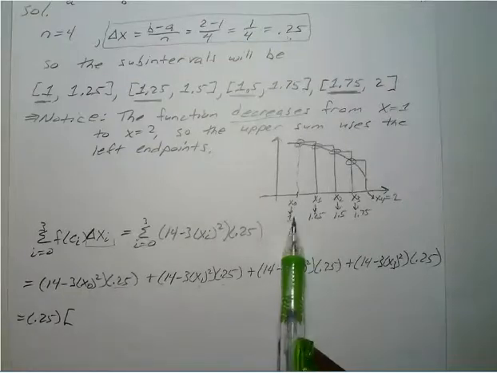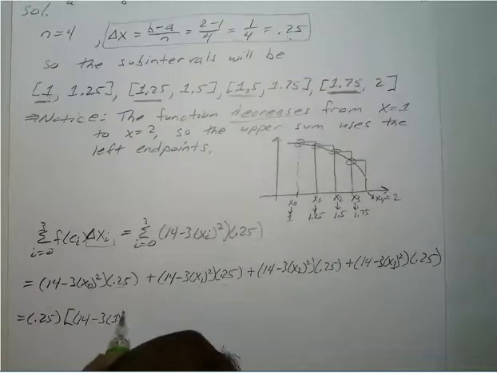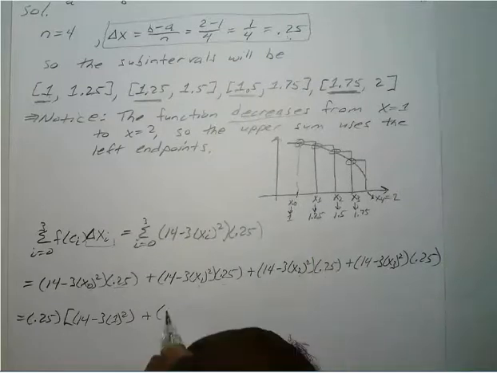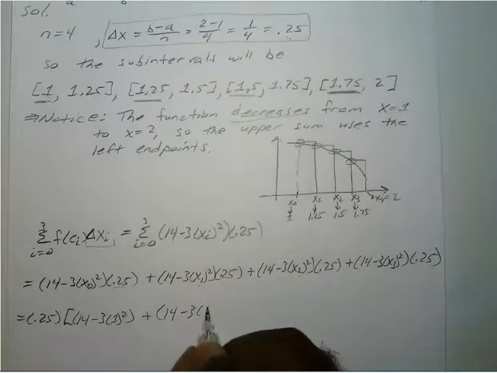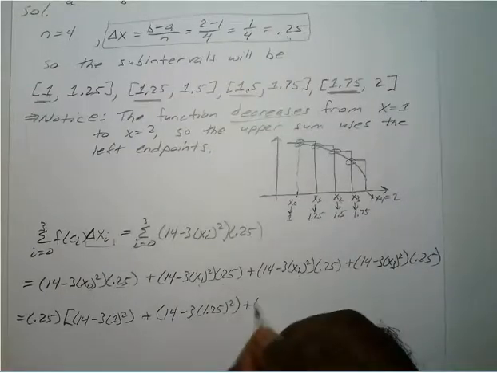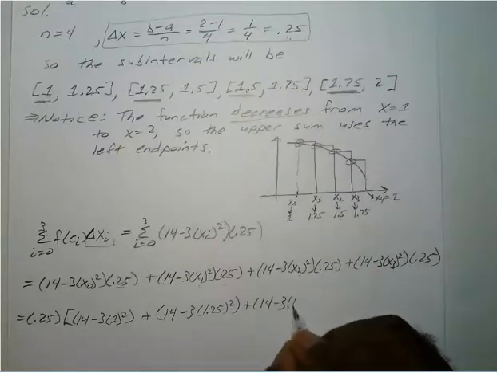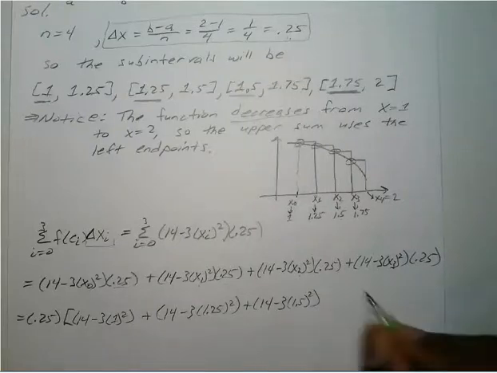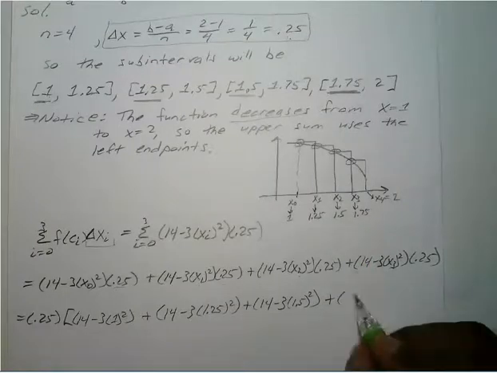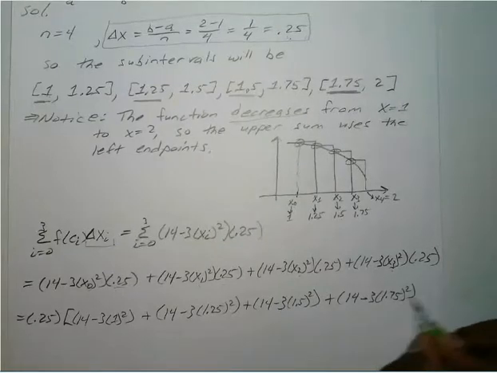Okay, so the x sub 0, we're going to replace that with 1. So you have 14 minus 3 times 1 squared, plus the x sub 1, replace that with 1.25: 14 minus 3 times 1.25 squared, plus the x sub 2, replace that with 1.5: 14 minus 3 times 1.5 squared, plus the x sub 3, replace that with 1.75: 14 minus 3 times 1.75 squared.